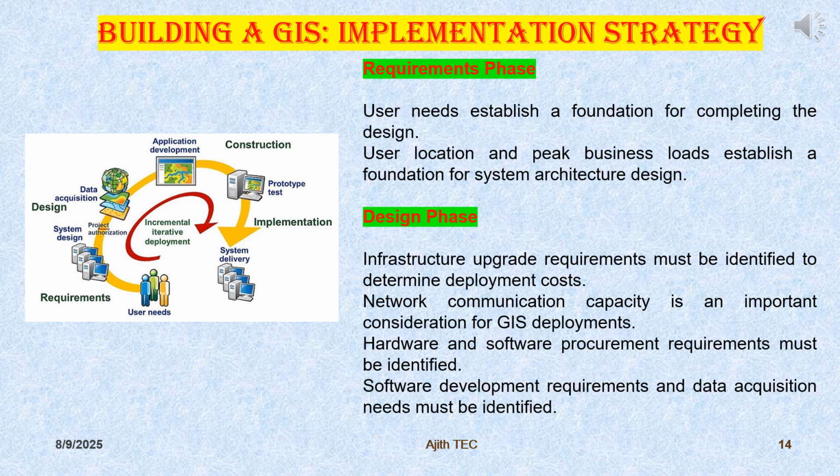Design phase. Infrastructure upgrade requirements must be identified to determine deployment costs. Network communication capacity is an important consideration for GIS deployments. Hardware and software procurement requirements must be identified. Software development requirements and data acquisition needs must be identified.